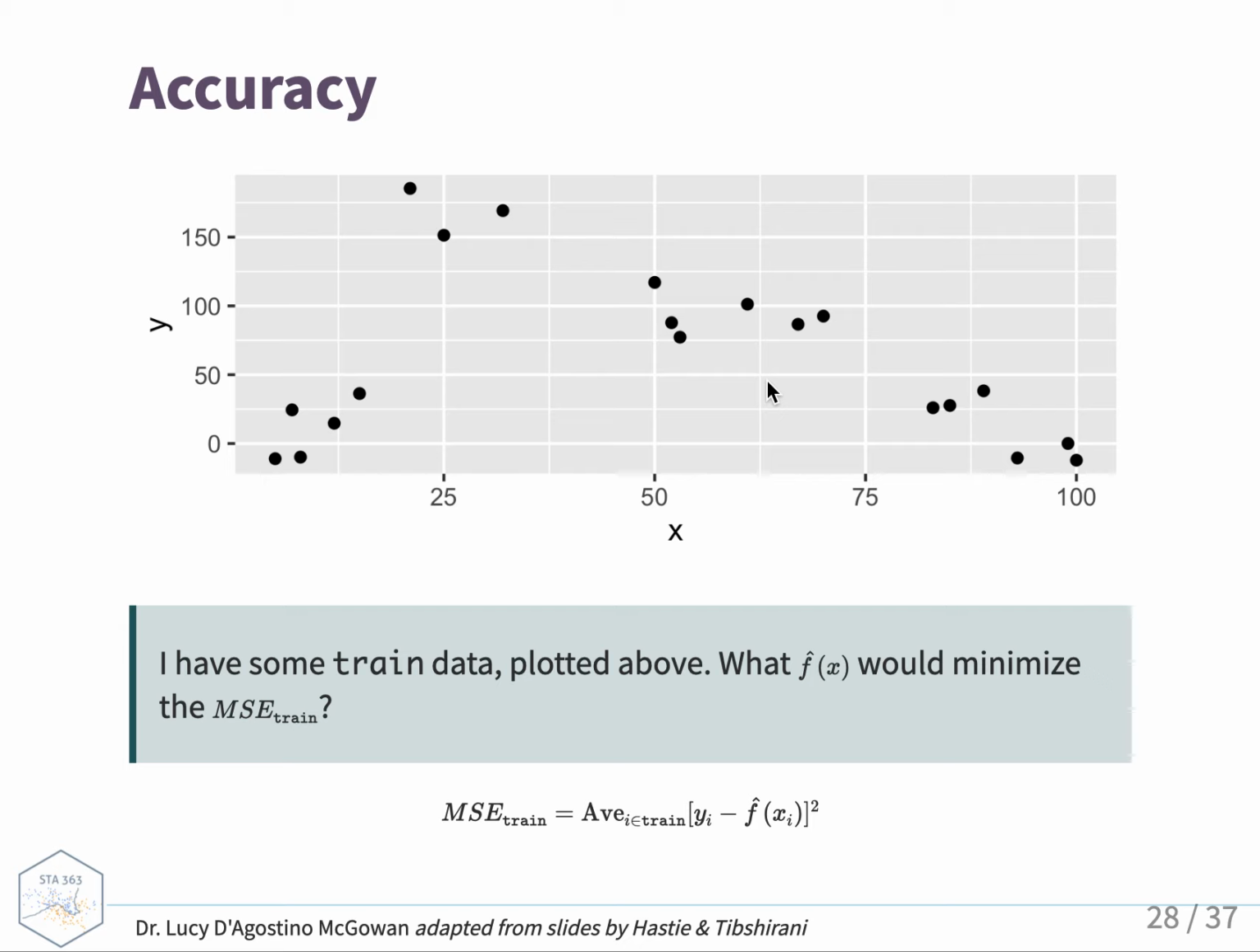So let's see this in a bit of a simpler example. I have some training data here that I've plotted. And what f hat of x would minimize the mean squared error of this training data? So I'm just going to give you a second to look at your screen and think about if you could come up with some f hat, or some function, that would minimize the mean squared error of the training data.